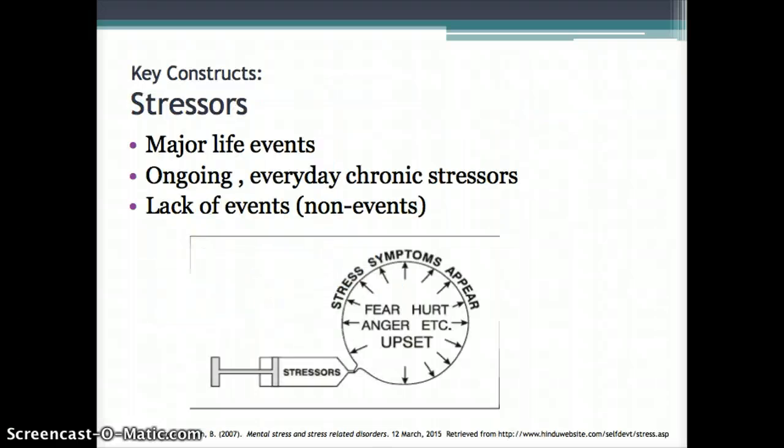Stressors are the primary construct underlying the theories of stress and coping. They are defined as the demands on an individual from either the internal or external environment that one perceives as threatening. They're categorized as either major life events, everyday chronic stressors, or the absence of major events or non-events.